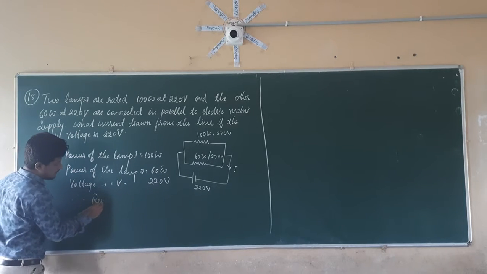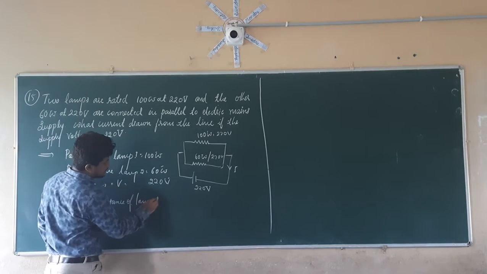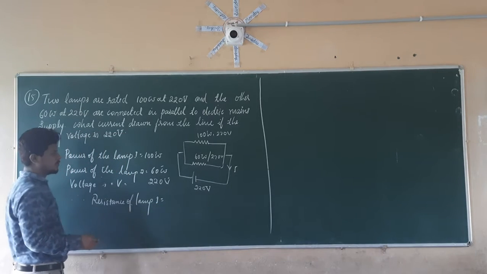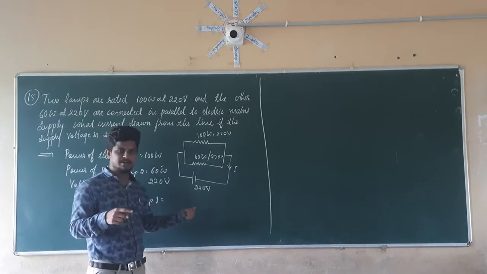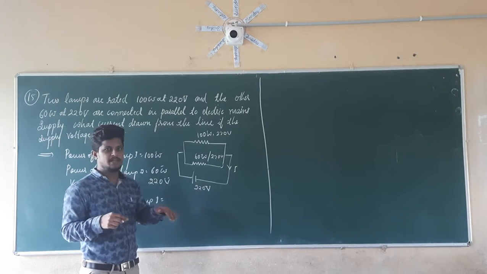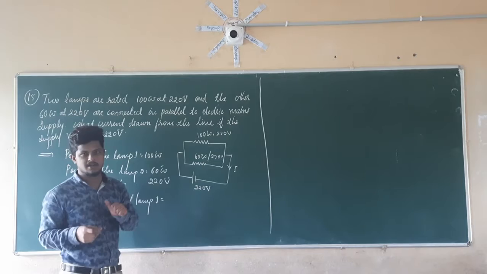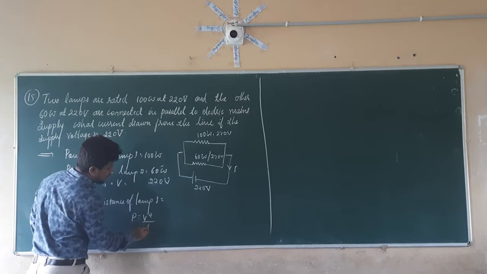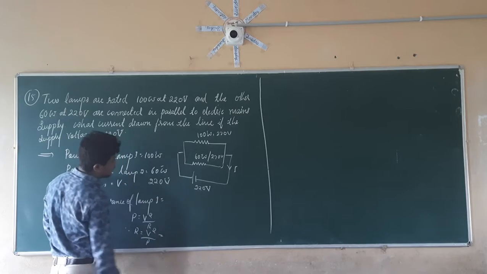Therefore, the resistance of lamp 1. We know the formula P is equal to V square divided by R. Since in parallel connection the voltage remains the same, we are going to use the P is equal to V square divided by R formula, since we know the value of V as well as the power rating of the lamp. So directly using that formula we can calculate the resistance of the lamp. Therefore R is equal to V square divided by P.